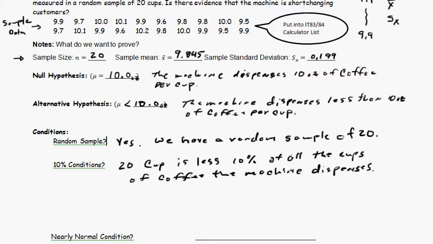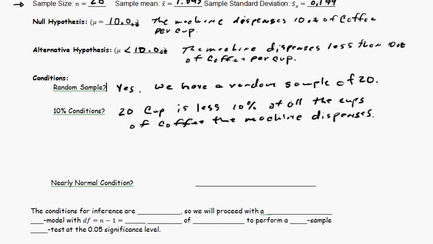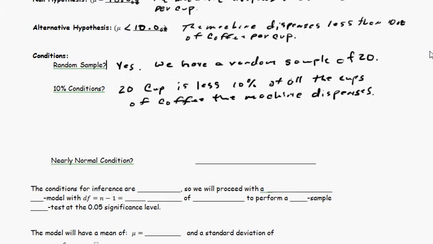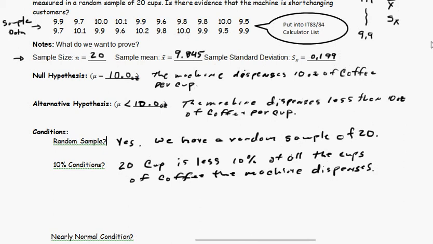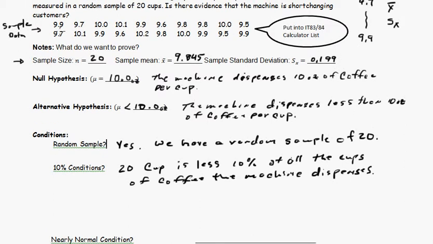Okay, so looking good so far. Now, what we're also going to assume, I didn't put it in here, is that each cup of coffee is independent of the other, which I think we get if it's random and the 10% condition applied.